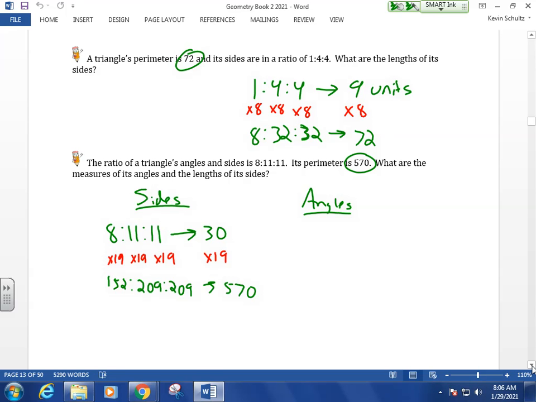For the angles, our whole is 180 degrees here. So again, with 8 to 11 to 11, that gives us 30. To get to 180, we're multiplying by 6. So 8 times 6 is 48. 11 times 6 is 66. 11 times 6 is 66. Check my work quickly. Looks good. That equals 180.